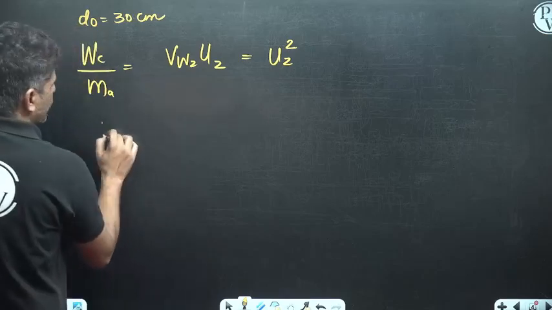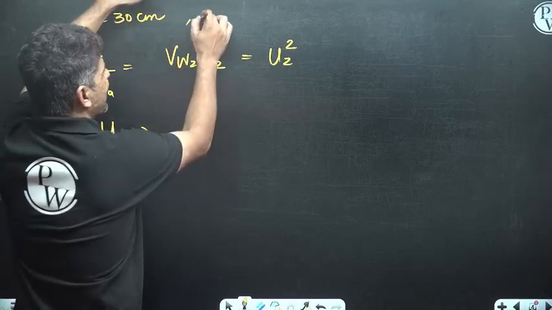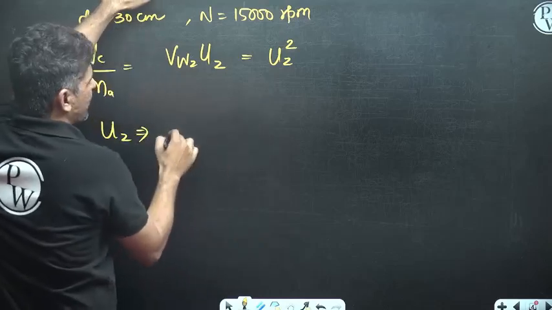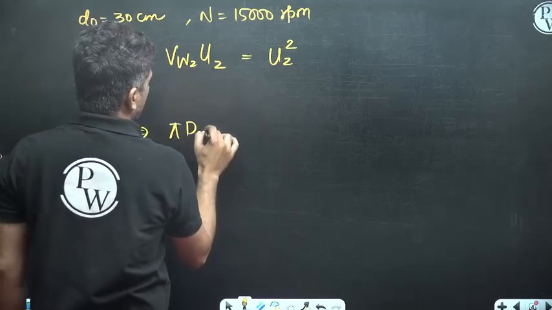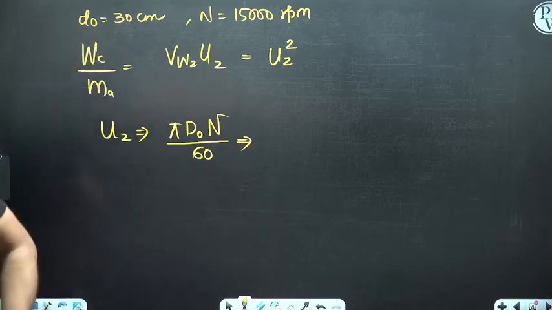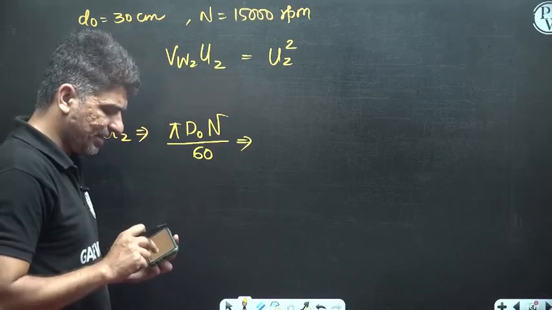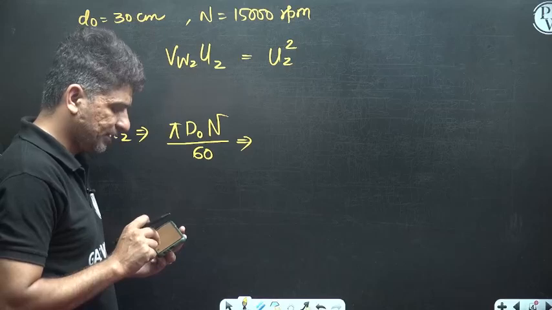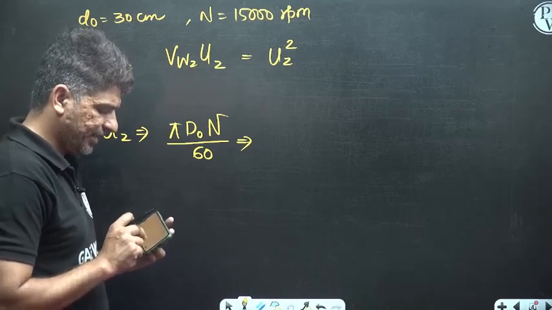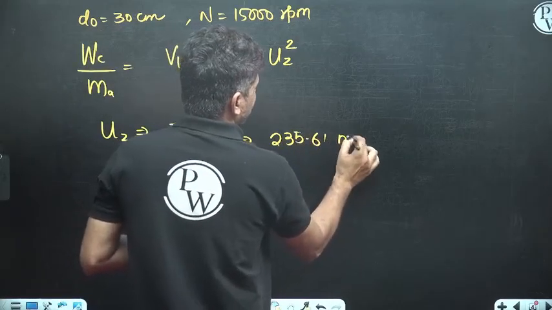And can we calculate U2? Since he has given you the outlet diameter, that is 30 centimeter, he has also given you N, that is 15,000 RPM. So U2 can be written as pi D outlet into N divided by 60. You can calculate the velocity at the exit, and this will come out to be pi into D, D is 0.3, multiplied by 15,000 divided by 60. This comes out to be 235.61 meter per second.